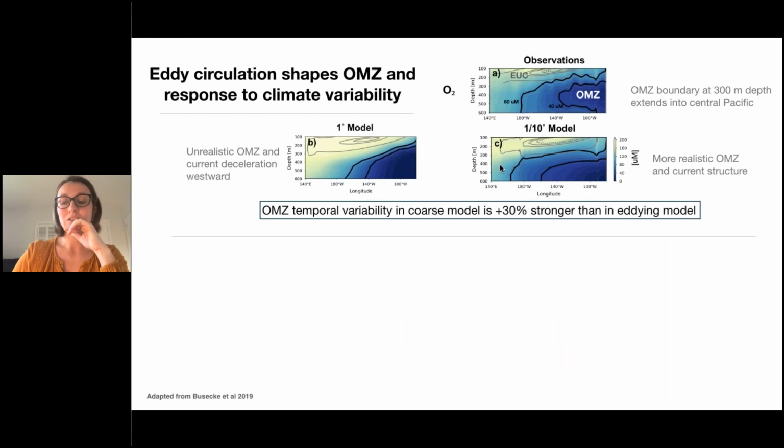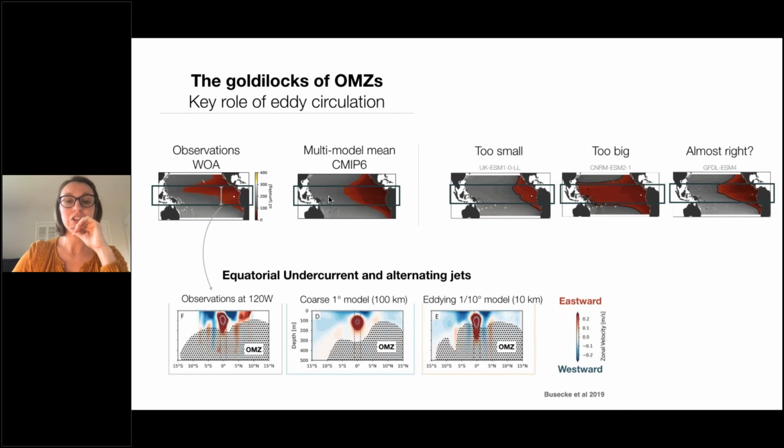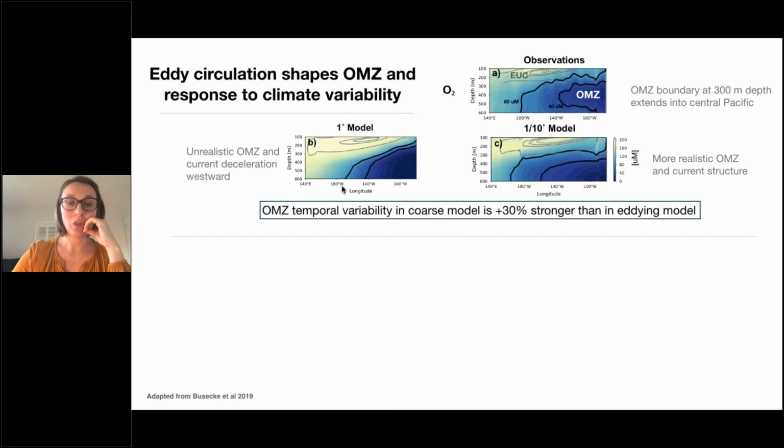And here I'm showing, in those two models and the observations, a section along the equator, the equatorial band. So this is now longitude and depth, across the Pacific. Here you have South America, and here you have Southeast Asia. And I compared the observations here to that fine-scale 10-kilometer model, and to that more 100-kilometer model. What you see in the observations is that the oxygen minimum zone has a boundary, an oxycline, at about 300-meter depth that extends to the Central Pacific, which is reproduced in that model.